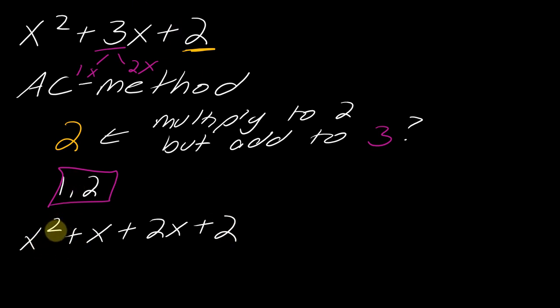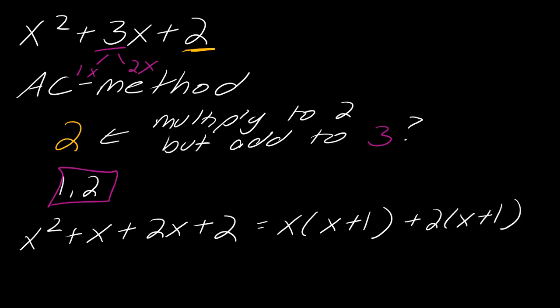For instance, in these first two terms, I can factor out an x. So this will become x times x plus 1. And then out of these second two terms, I can factor a 2. So this becomes 2 and then x plus 1. Now you see I've got x plus 1, x plus 1. So this whole thing will factor as x plus 2 times x plus 1.